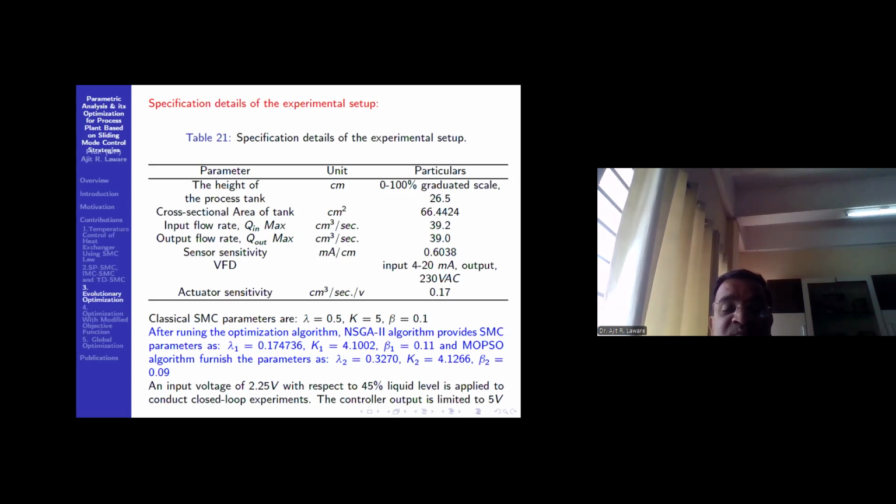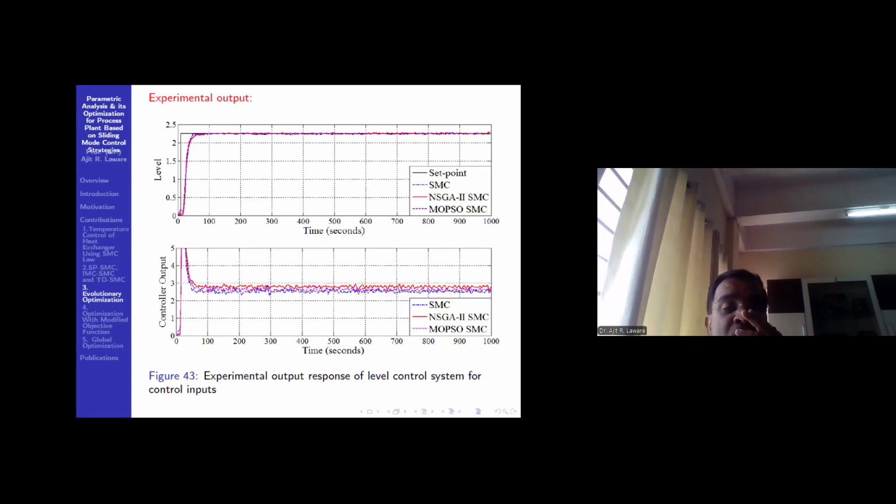These are the classical SMC parameters lambda, K and beta, whereas for NSGA2 it is lambda 1, K1 and beta 1, and for MOPSO it is lambda 2, K2 and beta 2. It's open loop. This is the closed loop experimental response over there, 0 to 2, but that multiplier is 20. 20 means 40%, and I am comparing classical SMC, NSGA2 and MOPSO SMC.